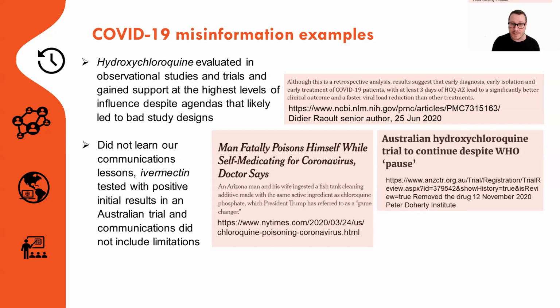So let's move on to examples of misinformation from COVID-19. These are examples where I think we know a little bit about where some of the misinformation comes from, the source, I guess. What we know is that misinformation can cause harm. We know that misinformation has already caused harm in some unusual ways during the COVID-19 pandemic.